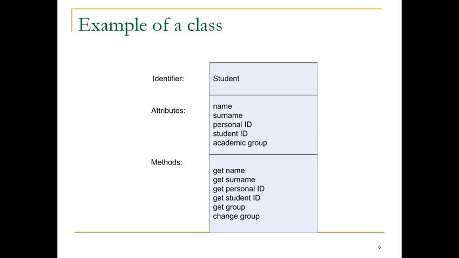We have an identifier, which is the class name, for example, student, and then we have a table of attributes. We can visualize it as a table; it has nothing more in common with the word table. For example, the attributes are name, surname, personal ID, student ID, academic group. And each student will be described using exactly these things. And also methods that can be, for example, for retrieving all the data, and for changing group. Of course, we can add a lot of other methods if we need.